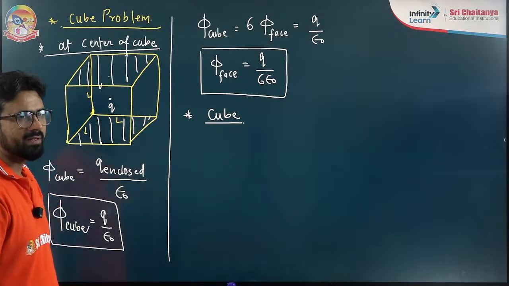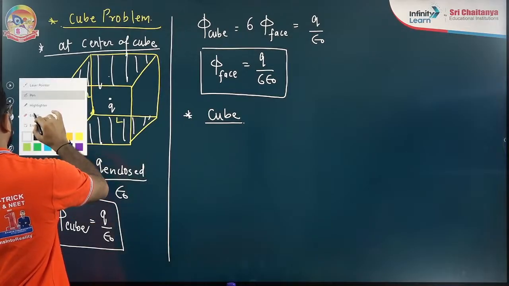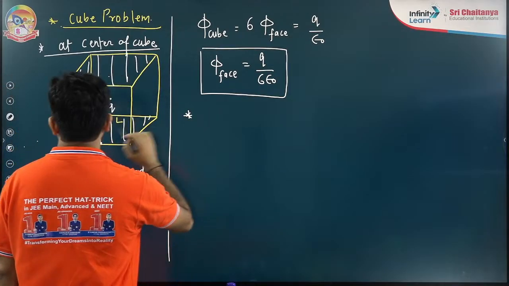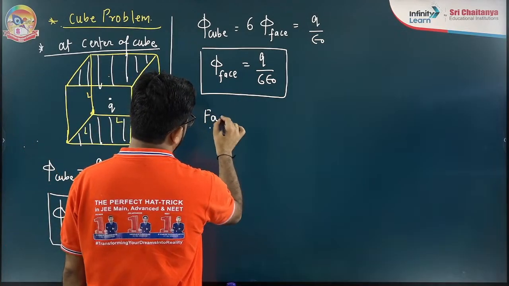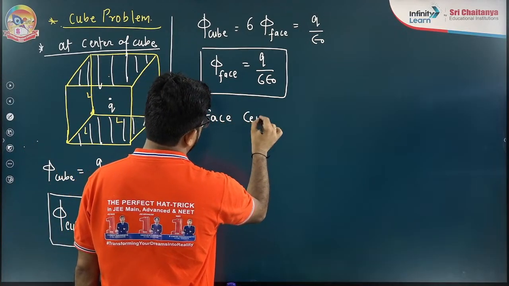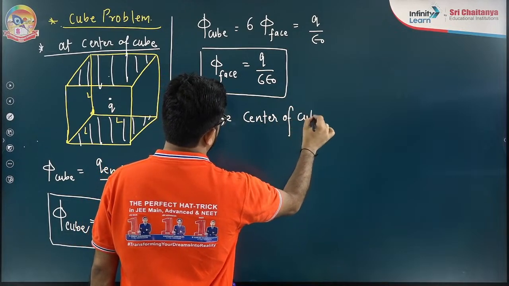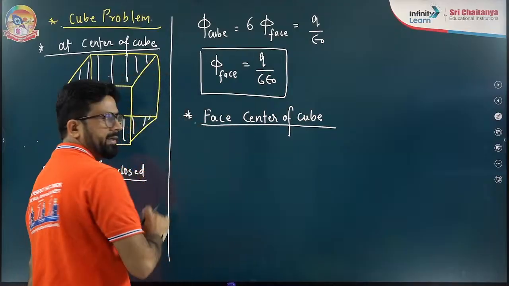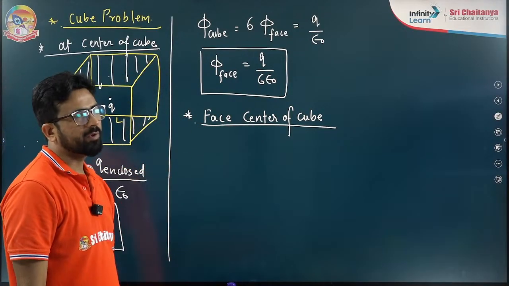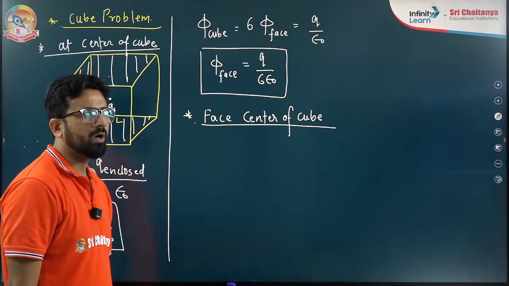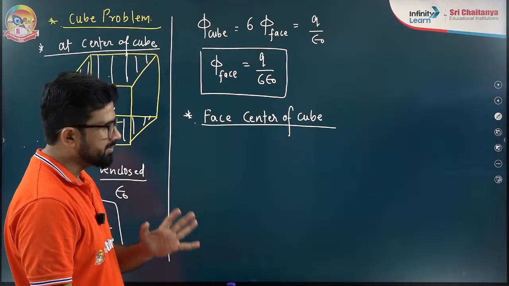If the charge is placed at the face center, I am just writing here: the face center of a cube. It is the face center of the cube we are putting the charge at. Now the question comes to you: what is the flux we have to calculate? Try to understand it.